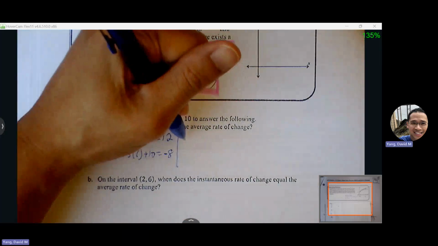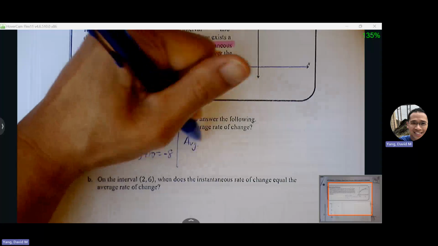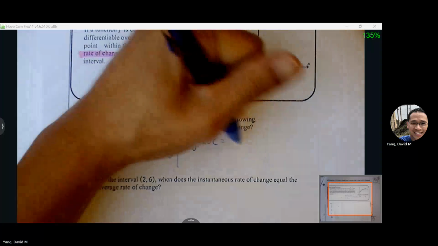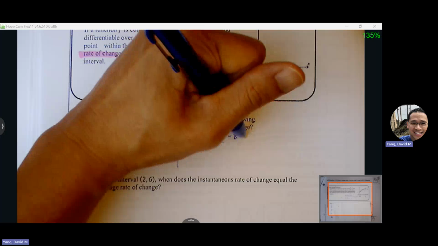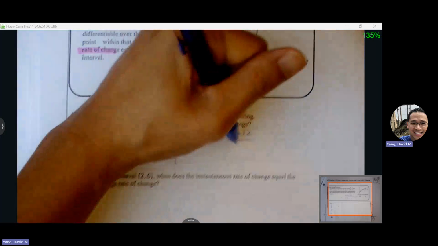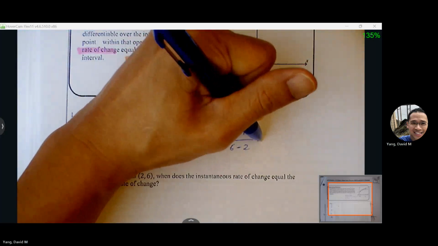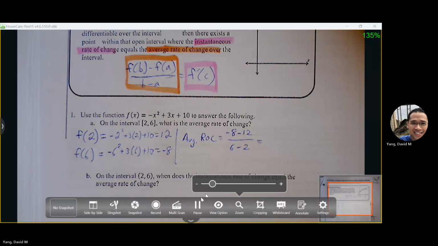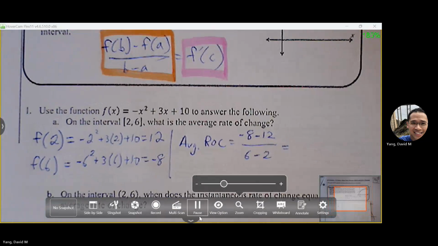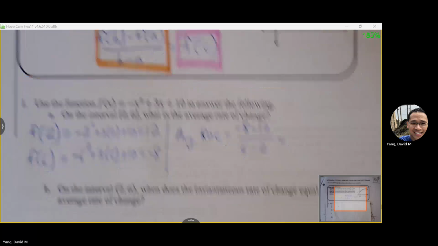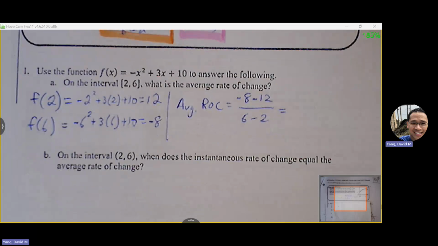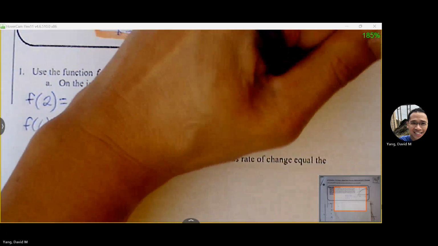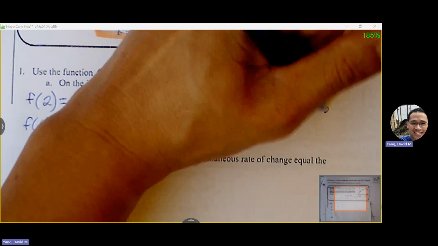So we just do slope between the endpoints, my average rate of change in y, divided by the change in x. Negative 20 over 4, which is negative 5.